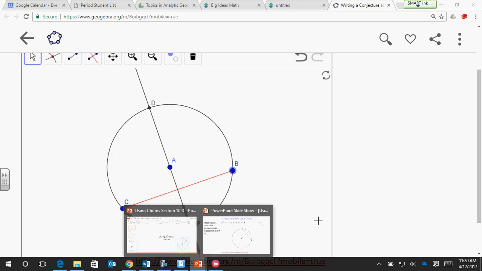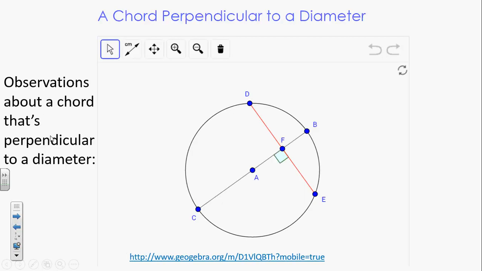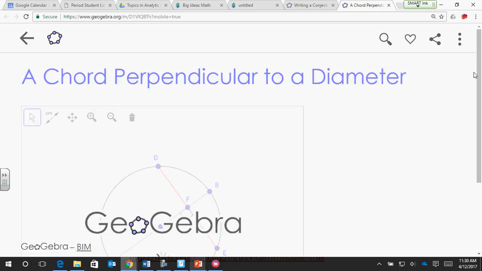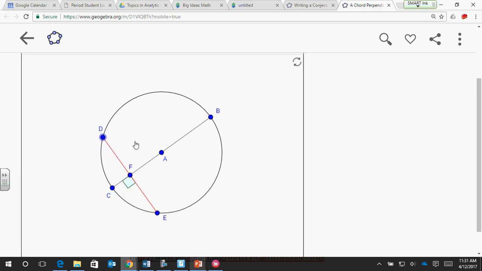Let's look at another one. All right, so now we have a perpendicular bisector to a diameter. Okay, so we're going to look at this one real fast. We had a diameter here, and DE is now the perpendicular bisector of that diameter. So as I move things around, see how it has to cut the diameter in exactly 2 equal parts? Or actually, the diameter cuts the chord into 2 equal parts.